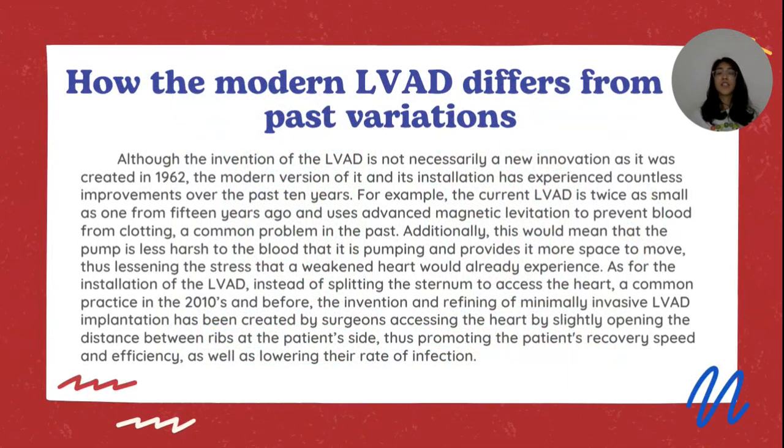Now, the modern LVAD differs from its past iterations in the fact that it is twice as small as LVADs from the past, and it uses magnetic levitation to prevent blood from clotting, another common problem in past iterations of the LVAD.